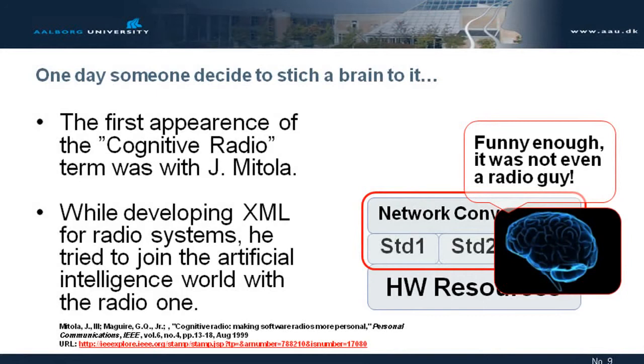Here in the slide you have the reference to the very first paper that appeared, which is Cognitive Radio: Making Software Radios More Personal, from Joseph Mittola, and it's dated from 1999. First appearance, and in 2000 Joseph Mittola discussed his PhD dissertation on this topic at KTH. That's here in Sweden.